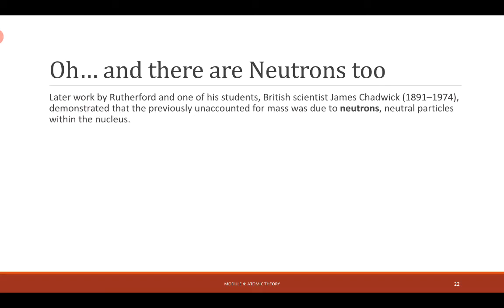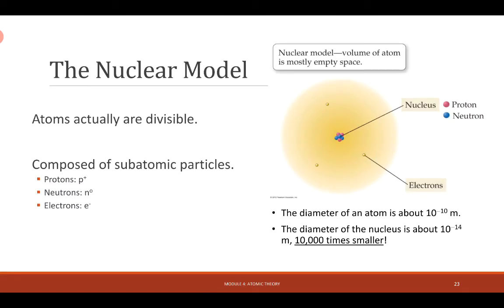Through some further experimentation, Rutherford and his student Chadwick also discovered that there are neutrons in the nucleus as well as the protons, the positive charged objects. And so overall, the nuclear model of the atom was born. There are 3 subatomic particles in an atom. There are protons and neutrons in the nucleus of the atom, which is in the center, and that accounts for most of the mass of the atom.